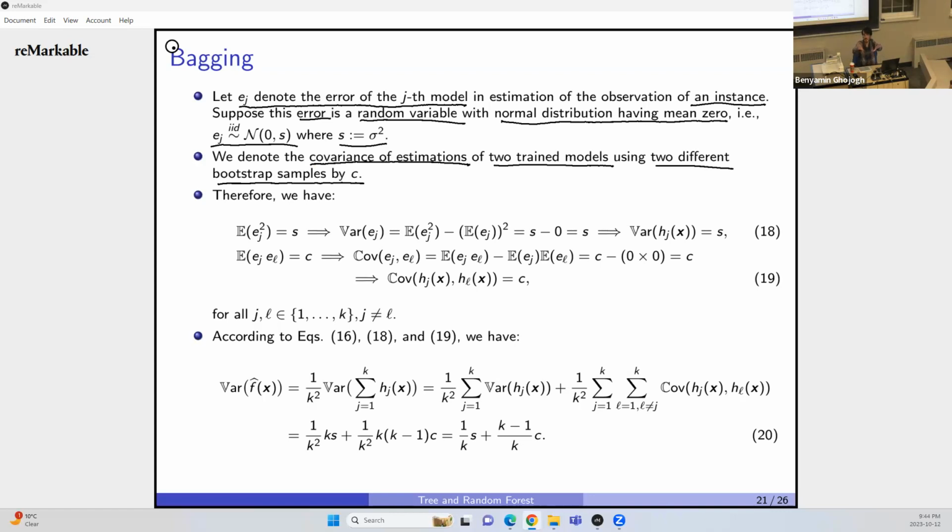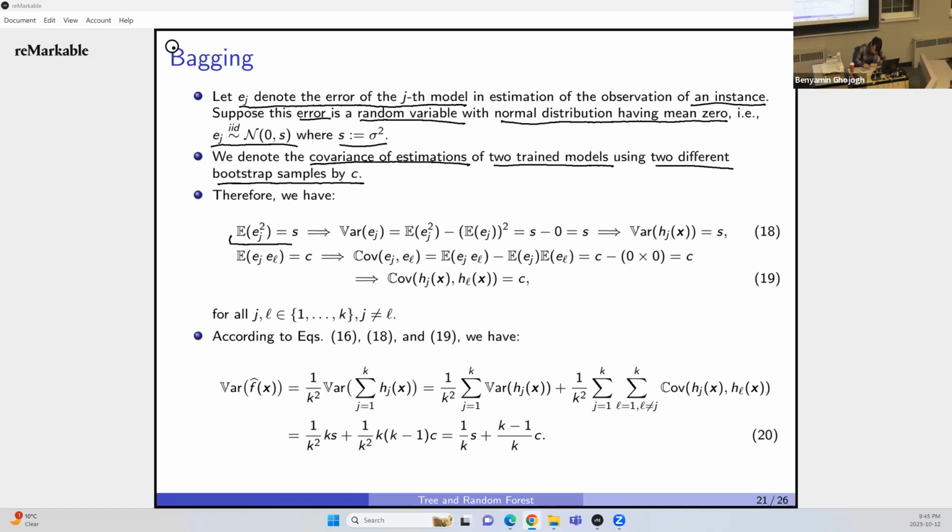Do you agree that I have several models? Consider two of the models. They have a covariance of the estimations: this one has some estimation, that one has some estimation, so I can have the covariance of the estimations. I denote it by C.